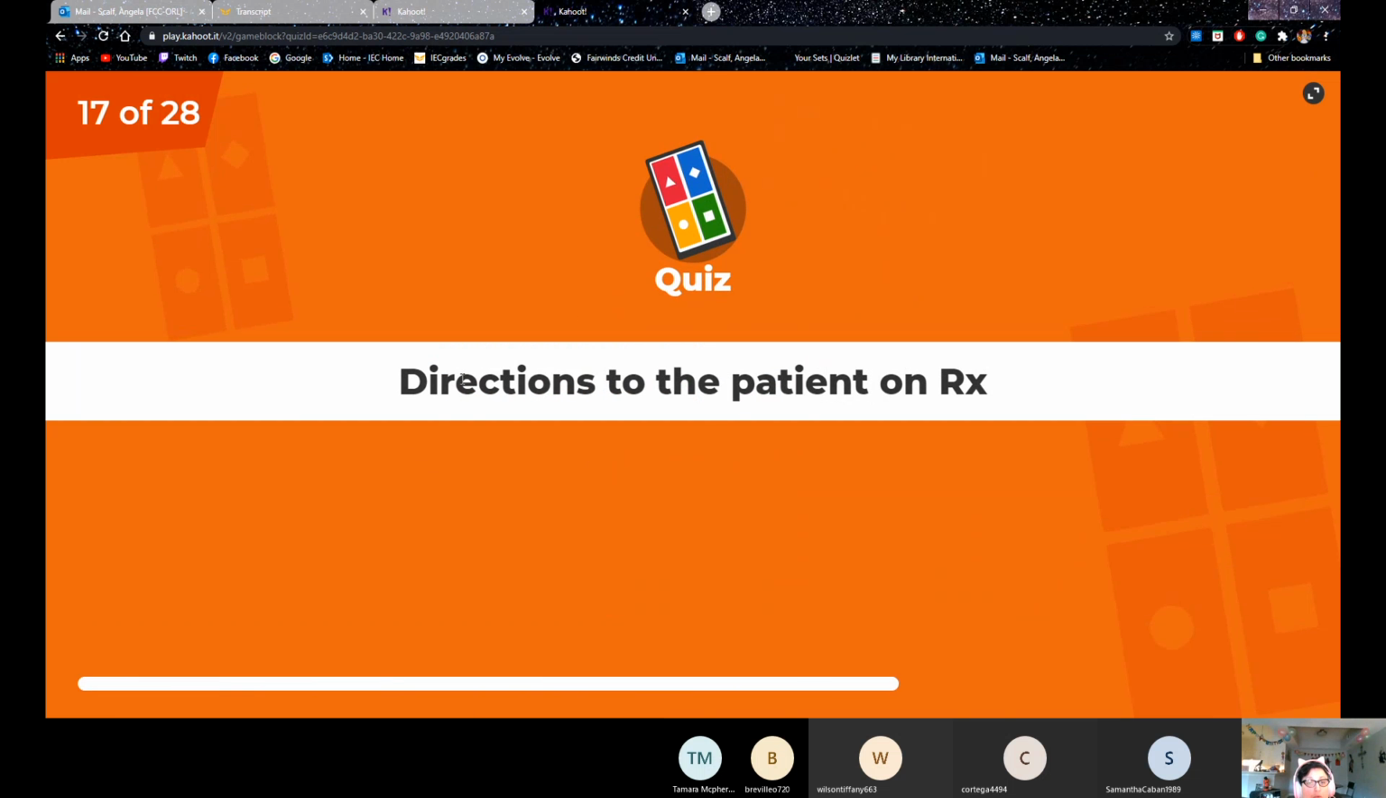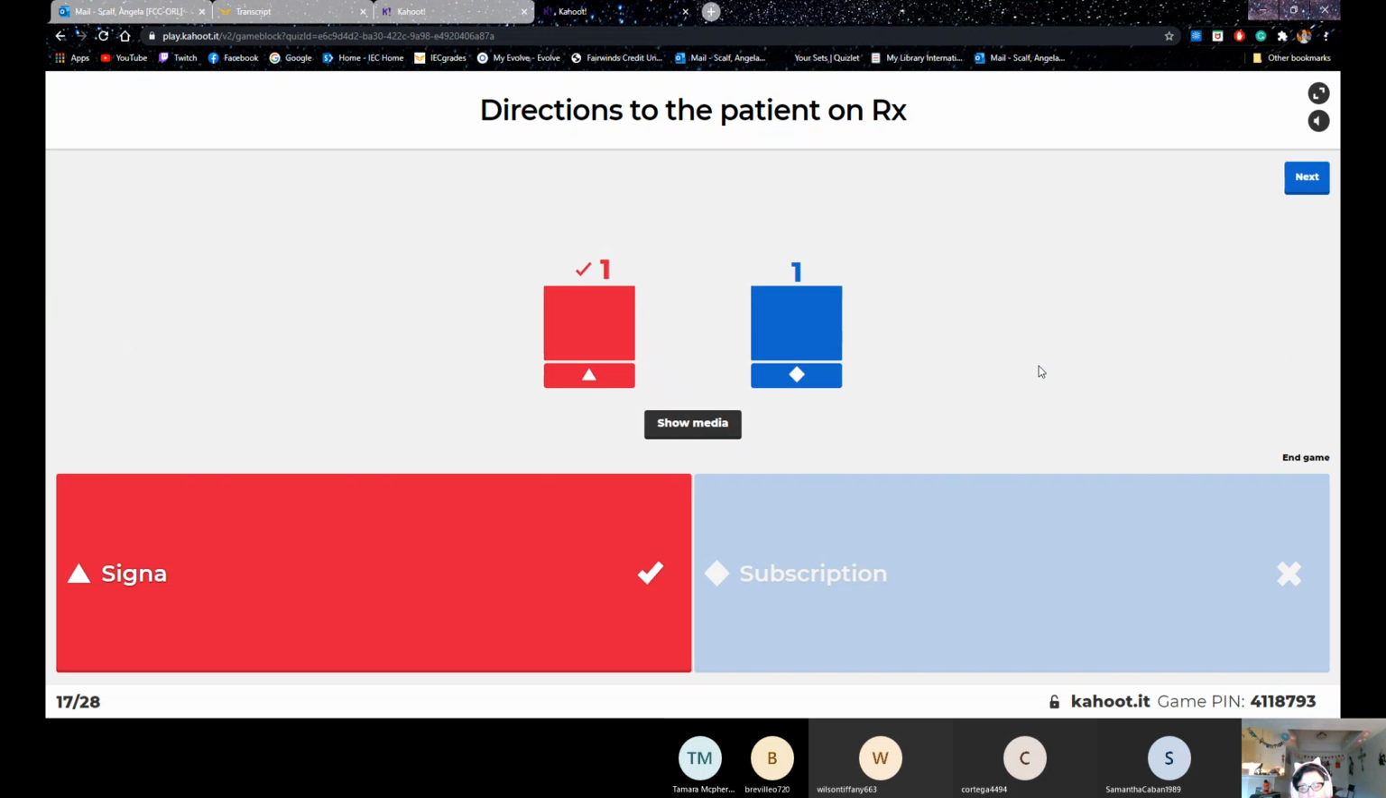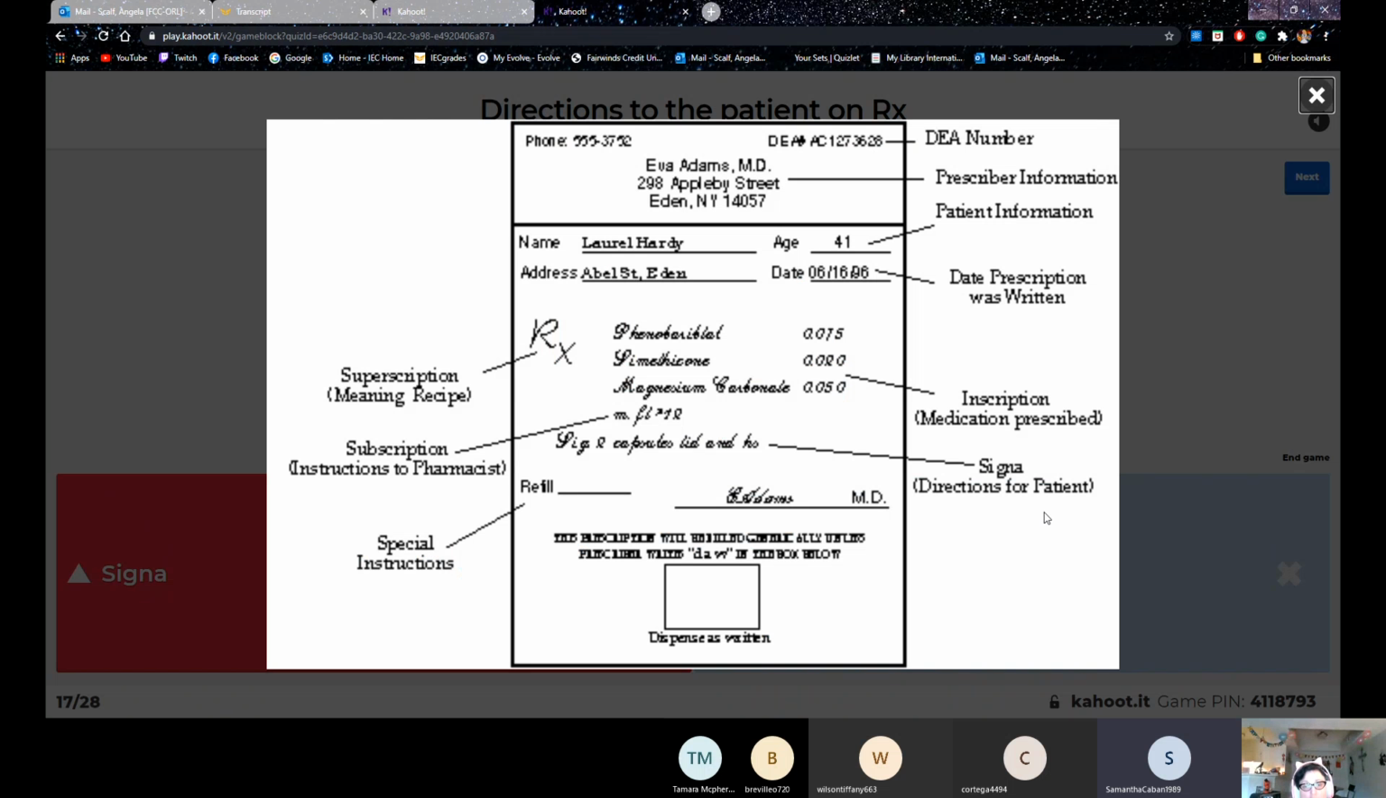Directions to the patient on the RX, and this is kind of a cheaty one because if you can read the screen, it's on there. Have y'all been looking over the prescriptions? Have y'all started doing that in lab? I looked some up on Google and just been looking at the different types of them. Very good. So let's take a look at this.